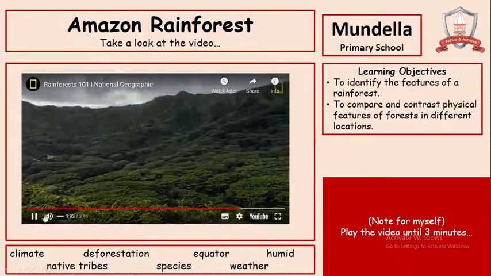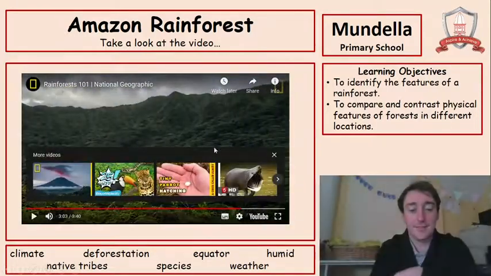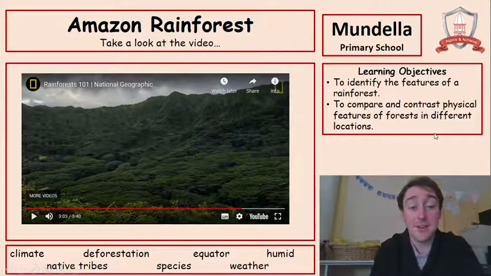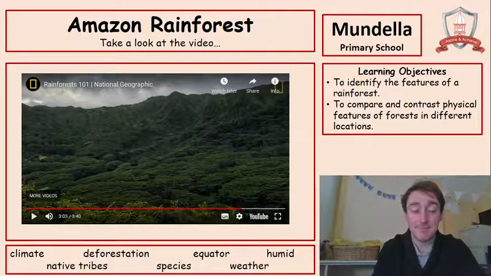But through educational campaigns... That's very worrying, isn't it? Because obviously rainforests are very important for us.